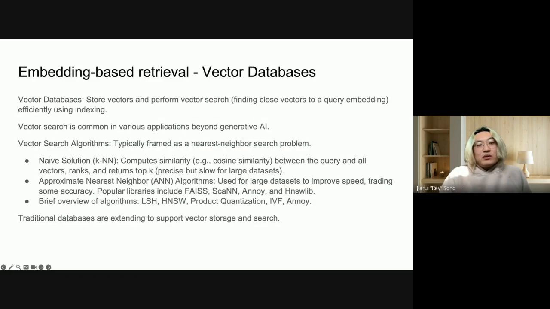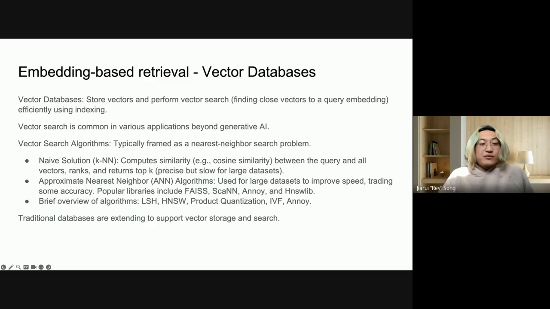And then I want to talk about a very important part of embedding-based retrieval: vector databases. A vector database is a kind of database that stores vectors and performs vector search, that is, finding the closest vectors to a query embedding efficiently using indexing. Vector search is common in various applications beyond generative AI.